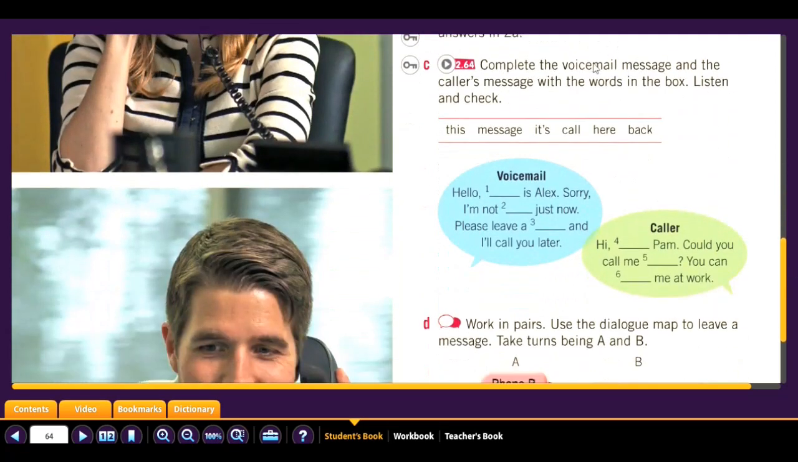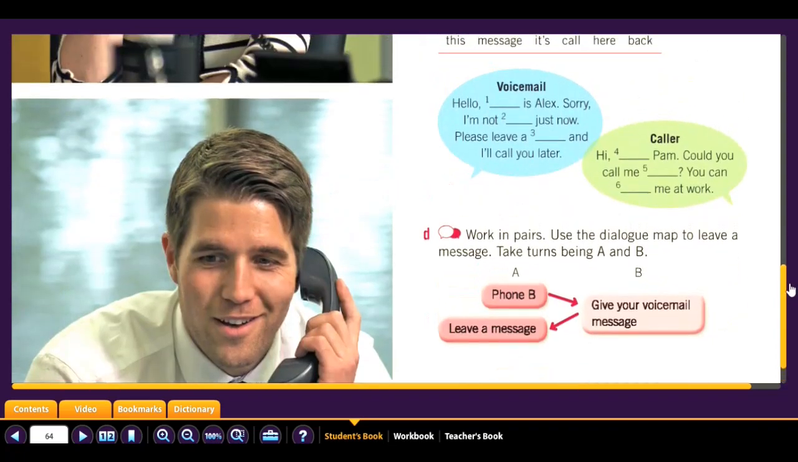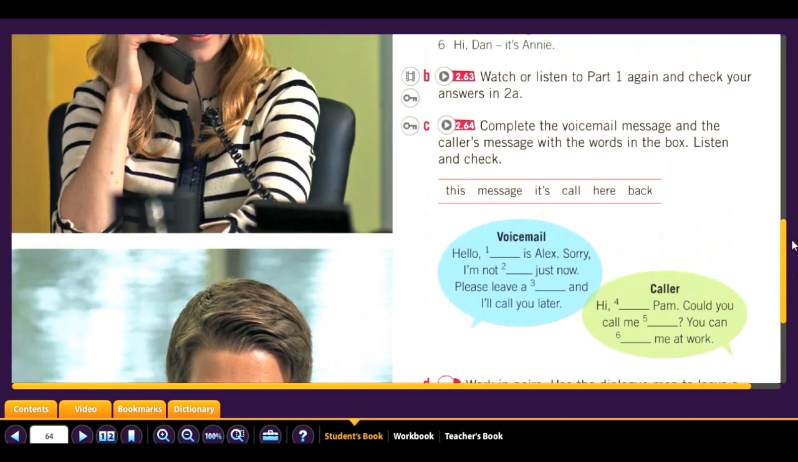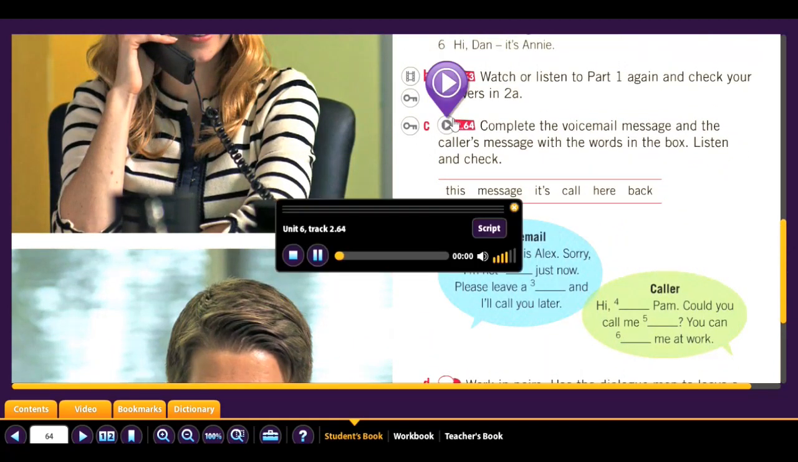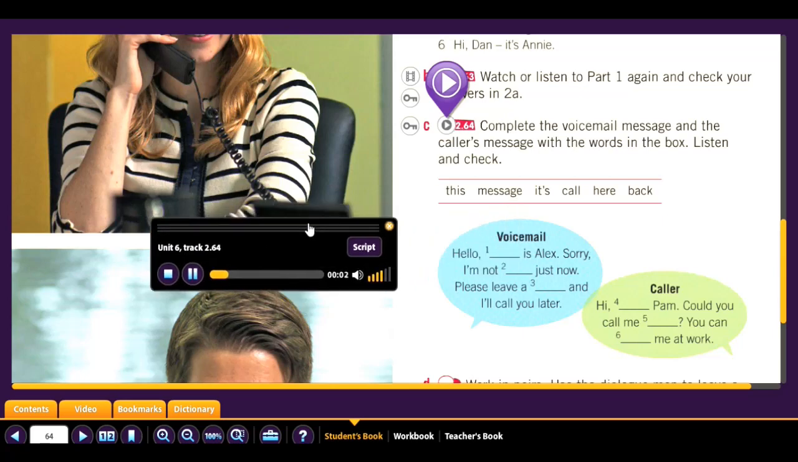Now, complete the voicemail message and the caller's message with the words in the box. Listen and check. We have the voicemail and we have the caller. Track 2.64.